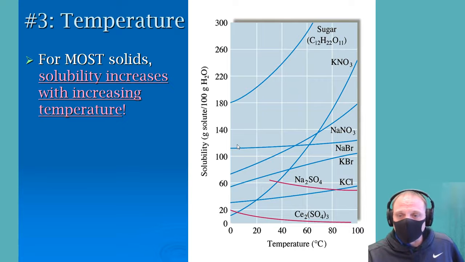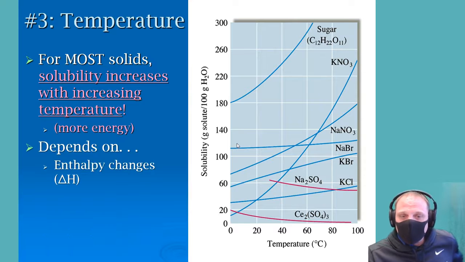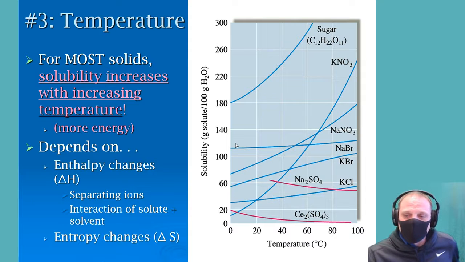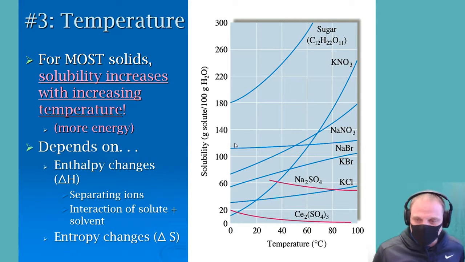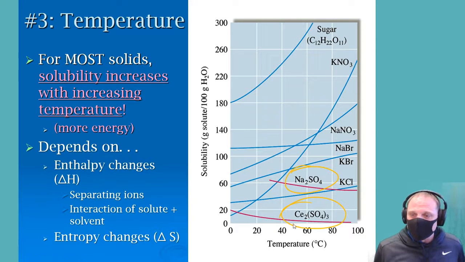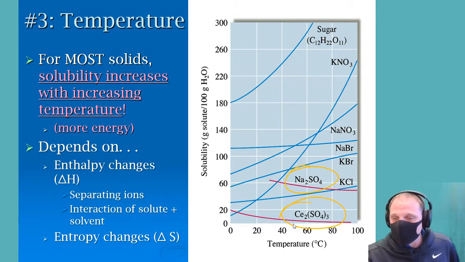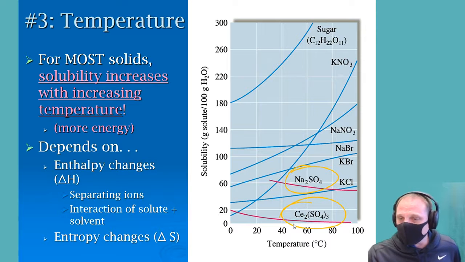So let's look at temperature with solids. Solids have an interesting relationship, and you'll notice that we've got a couple of exceptions here, okay? You notice the exception we have of sodium sulfate and cerium sulfate, which actually decrease in solubility with an increase in temperature. But those are the exceptions. The rule states that the higher the temperature, the more of the substance you're going to be able to dissolve. And that's why you have these positive slopes in almost all of these.